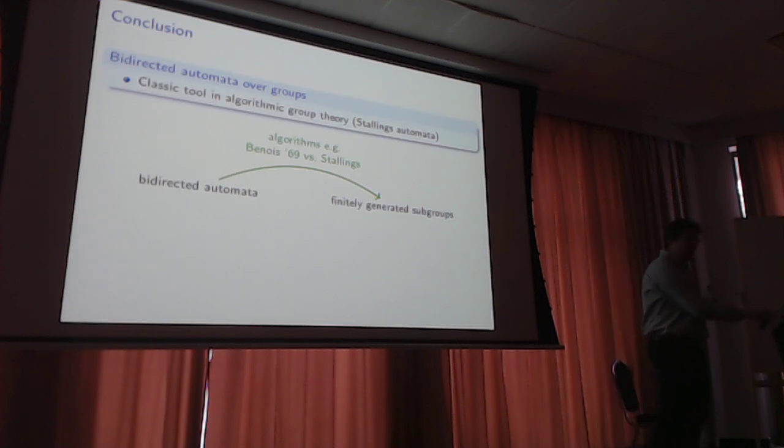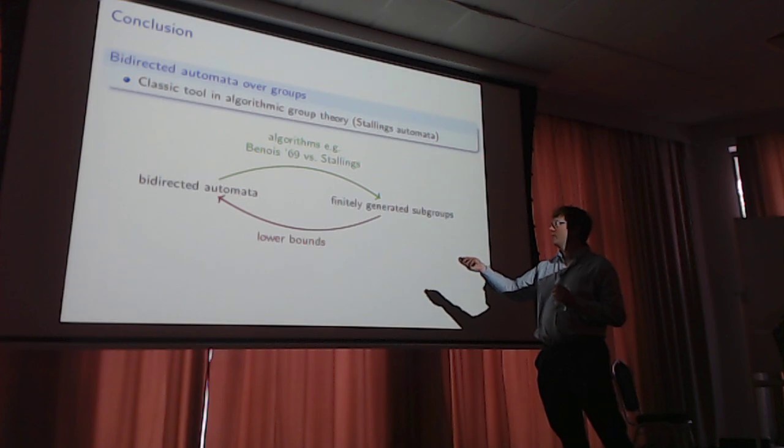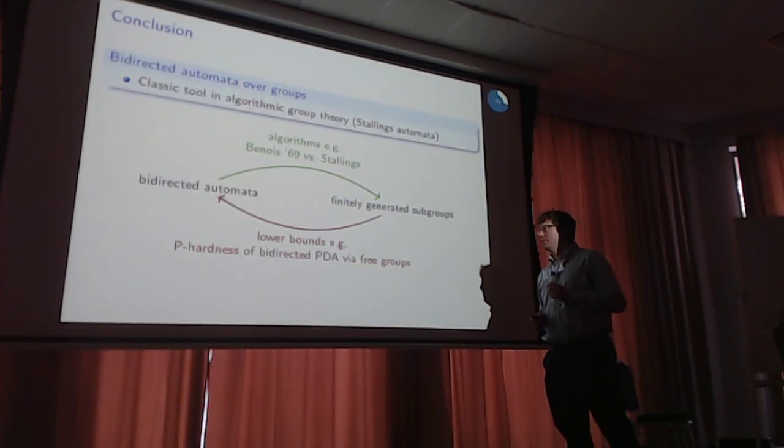So on the one hand, automata have been useful in groups, but on the other hand, in this research project on bidirected automata, groups have also supplied lower bounds.